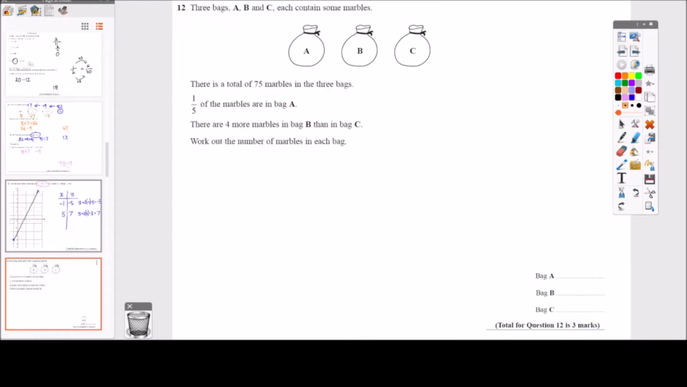Question 12. So we've got 75 marbles, a fifth of them are in bag A. So the bag A marbles is a fifth times 75. Pop that into your calculator. You can either use the fraction button and do a fifth, or we could do 75 divided by 5, and we get 15. So 15 of the marbles are in bag A.